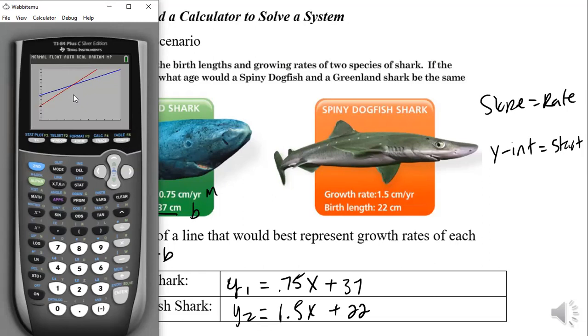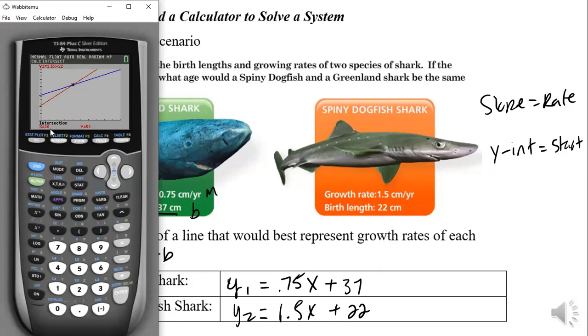After you've done this, to find your intersect, you're literally going to press second trace. When you press second trace, what do you see? Intersect. It says you want your intersect. Press 5. And this is the magic thing. You're going to press enter 3 times. Okay. Enter. 1, 2, 3. And it says, here's your intersection. Your intersection is at x equals 20, y equals 52.